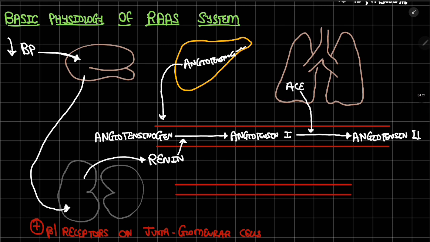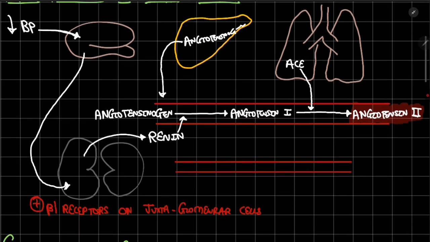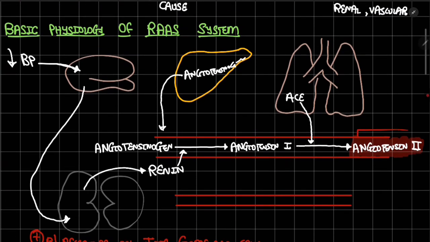Now this angiotensin 2 is a powerful vasoconstrictor. Therefore, it will go and decrease the lumen of the blood vessel.